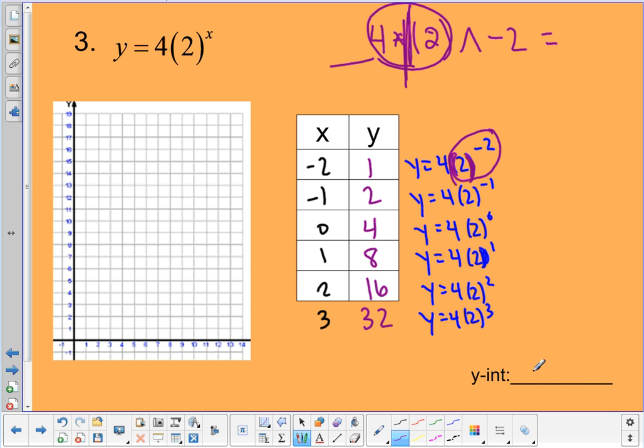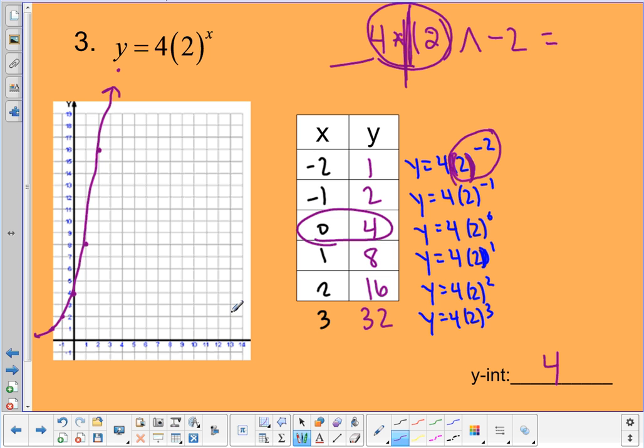So my y-intercept, I can see already, is right here where x is equal to 0. My y-intercept is 4. And then if I put these on the coordinate plane, -2, I go up to 1, -1, I go up to 2, 0, I go up to 4, 1, I go up to 8, and 2 is 16 up here, and then 3 is 32, and it's a little bit off your coordinate plane. So my graph is going to kind of taper out down where I can't see it yet. And there we go, it curves up like that.